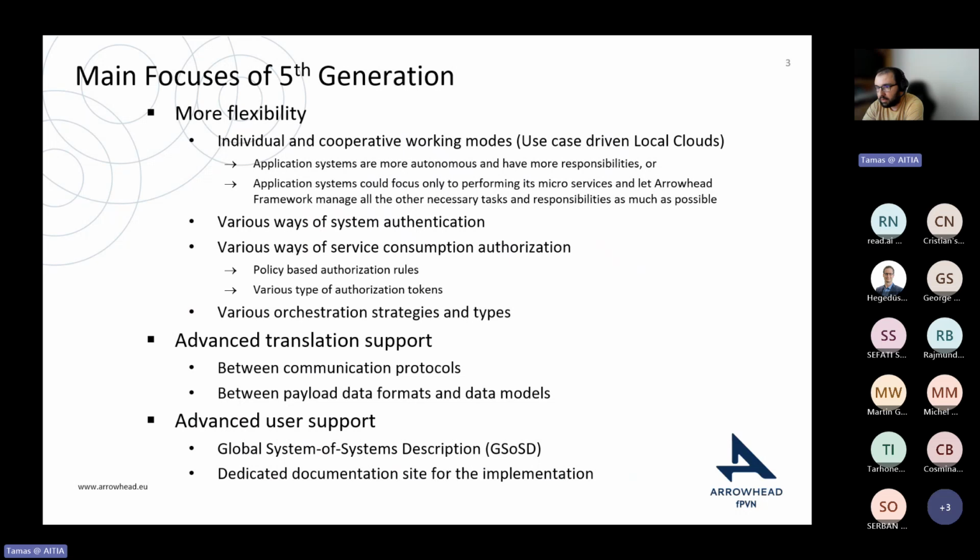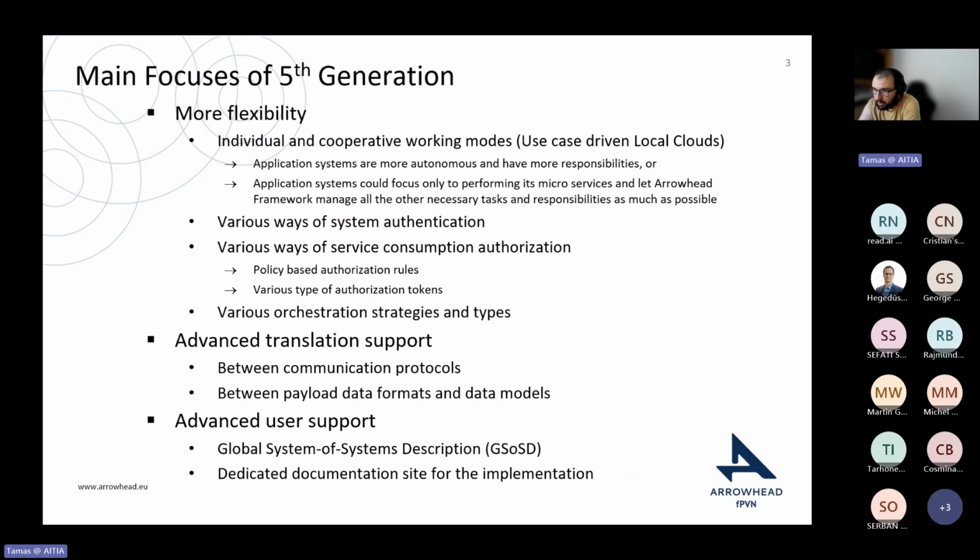We also have multiple ways to deal with the authorization of the service consumption. So instead of having peer-to-peer authorization rules, now we will have policy-based authorization rules between the consumers and providers, and of course the services. And we have multiple types of authorization tokens that your provider can choose from.